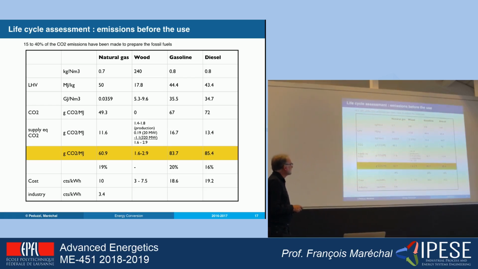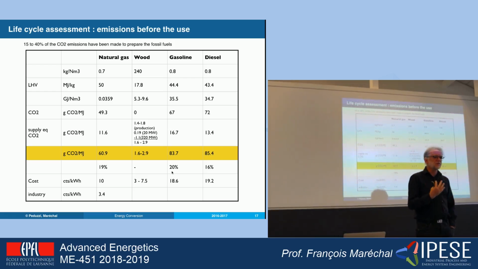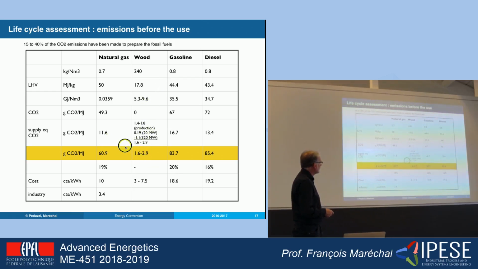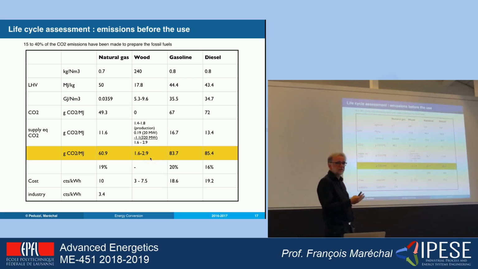And it depends on the type of fuel. So here I give you some values for the diesel, gasoline, and natural gas. What you can see is that in the case of natural gas, 19% is delivered before arriving in the plant, and for the gasoline and the diesel it is around 20 in this case. So it's very important to consider this, because even if you have renewable fuels like the wood here, you will still have some carbon dioxide emissions due to the fact that you have to transport the fuel.